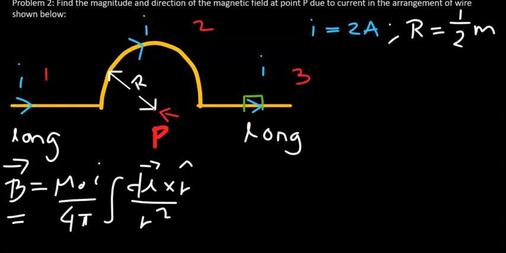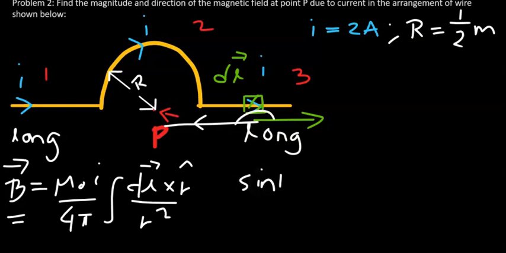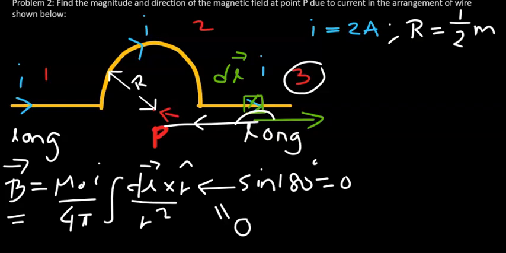A typical length element vector is like that, so that is dl. And the direction of this dl is going that way, following the direction of the current. Note, the vector r hat for that element is going from where the element is to the point of observation, so that way the angle between them is 180. Again, sine 180 is 0. So also for segment 3, this integrand vanishes identically. So no contribution to magnetic field from segment 3 at the center point P.